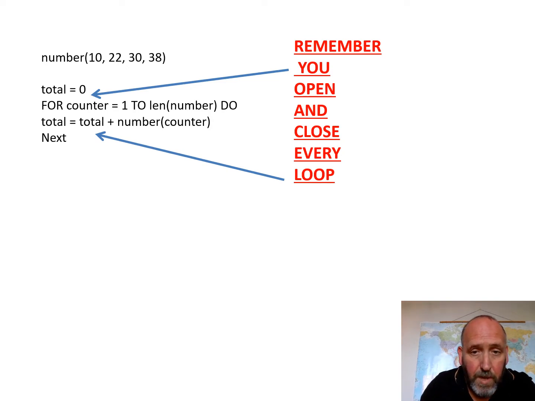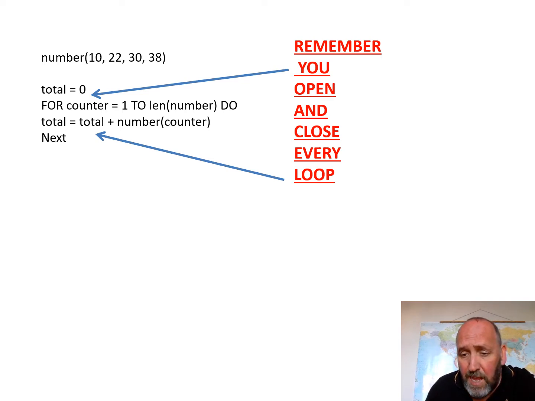So here we are. Remember, when you open a loop, you close a loop. For, next. Now here we've got an array. Fixed, unconditional loops are perfect for arrays. So we've got an array called number, and it's got 4 values: 10, 22, 30 and 38. So we set total to 0 before the loop starts. The for loop: for counter equals 1 to len number.